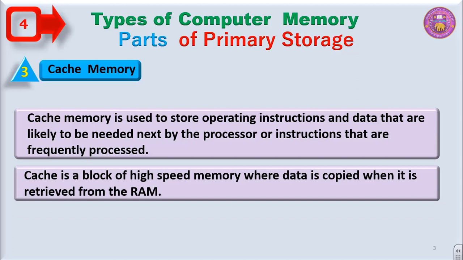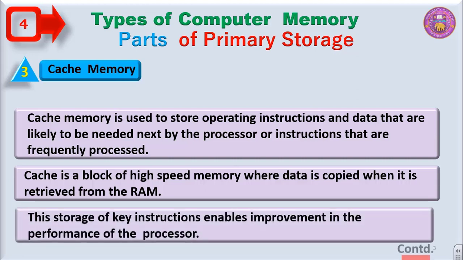Cache is a block of high-speed memory where data is copied when it is retrieved from the RAM. This storage of key instruction enables improvement in the performance of the processor. Instead of fetching information from RAM, CPU stores information in cache. All those instructions which are needed by the processor or which are frequently processed by the processor, they are stored in cache.